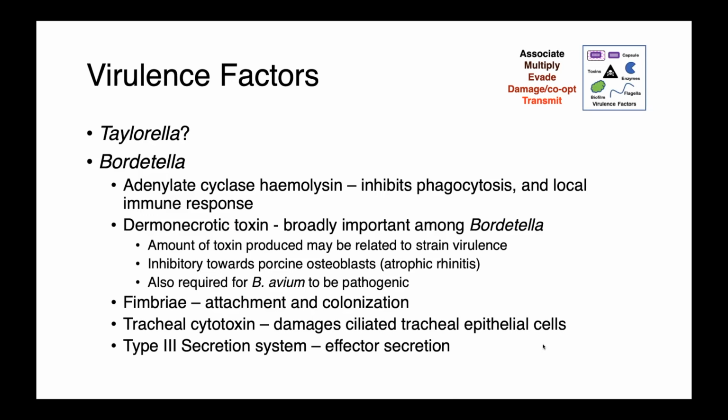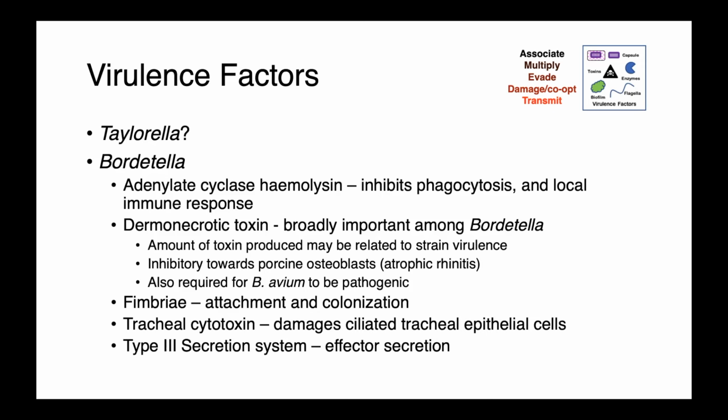A variety of Bordetella species produce dermonecrotic toxin. So we see this in Bordetella bronchoseptica and its impacts in the atrophic rhinitis syndrome. So it inhibits porcine osteoblasts and causes atrophy of the nasal turbinates. It's also required for Bordetella avium to be pathogenic. And among Bordetella generally, the amount of this toxin produced may be related to the virulence of that particular strain.